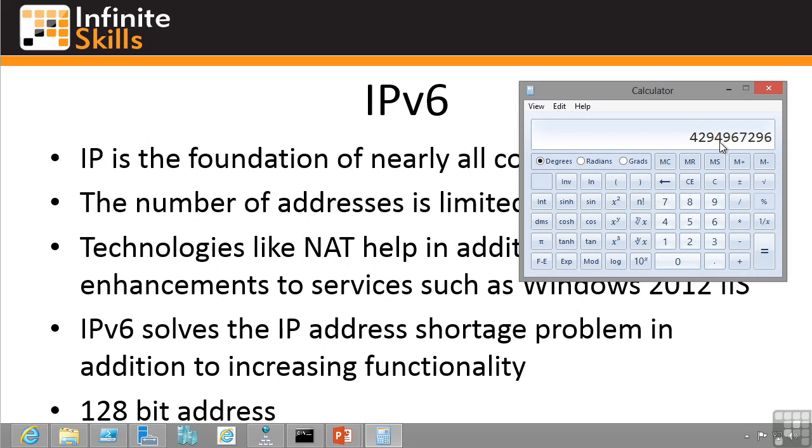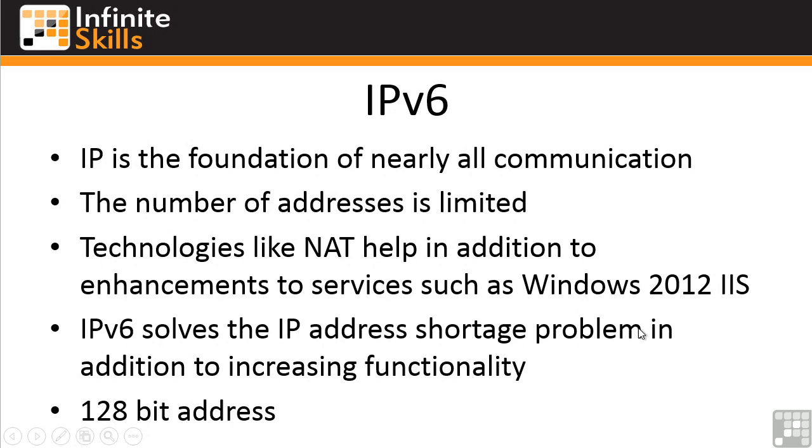Now there have also been improvements in various types of service. For example, in Windows Server 2012 IIS, Internet Information Services, previously for each SSL, for each encrypted web page, it needed a unique public IP address. In Windows 2012, it can now share an IP address between hundreds of sites. So again, there are things to help improve. However, there comes a point where we will just run out of IPv4 addresses.